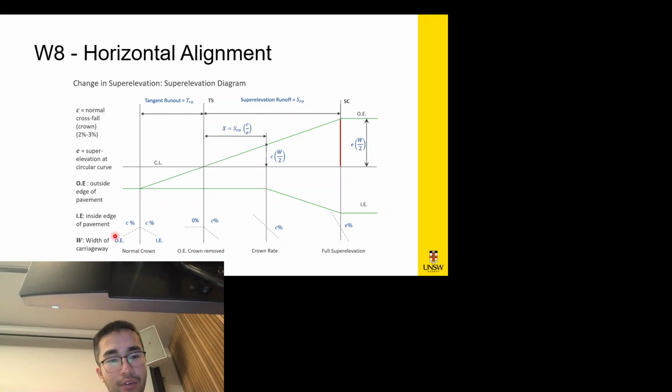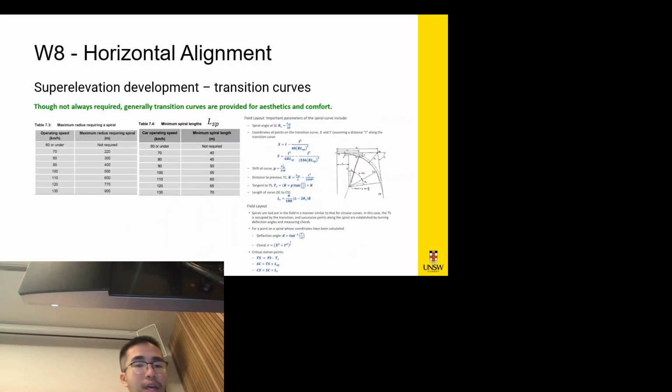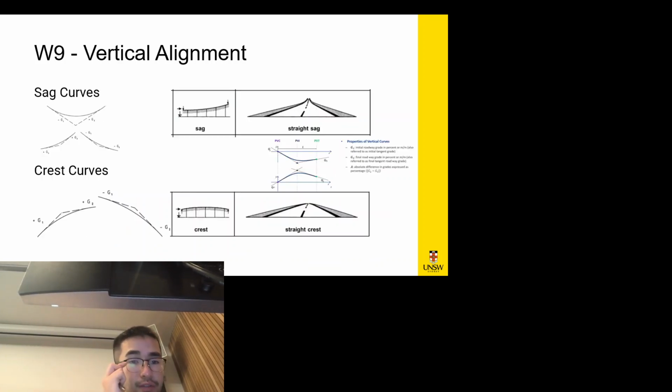So you have your normal crown right here, and then as you progress through, you have that. That's your super elevation. So you need to reach full super elevation. And you also have transition curves, and those are some of the properties of transition curves. And so that's horizontal alignment.